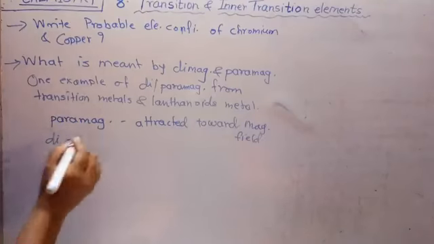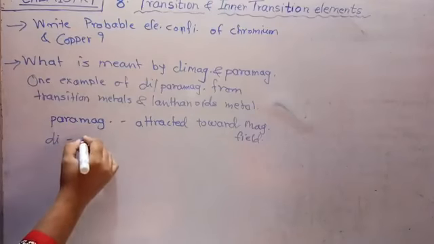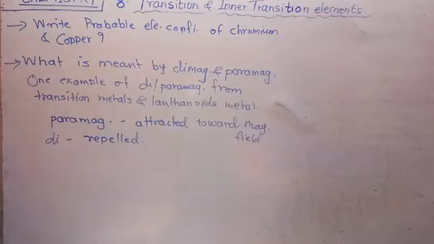Then second, diamagnetic. While the ones which are repelled by the magnetic field are called diamagnetic. Okay? Then, which is the ferromagnetic? Some substances are attracted very strongly towards the magnetic field, and these are called ferromagnetic. But in this question, that is not asked.